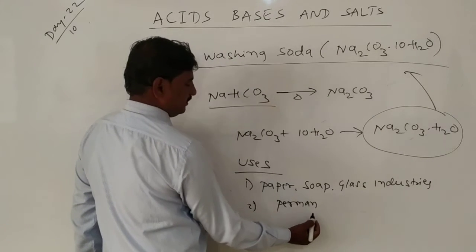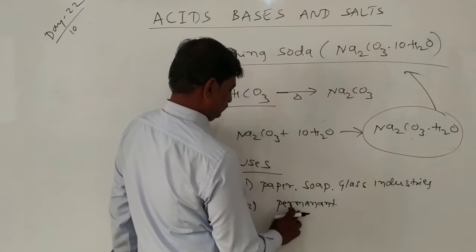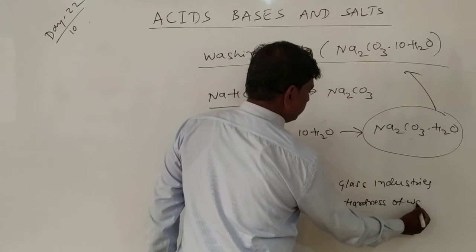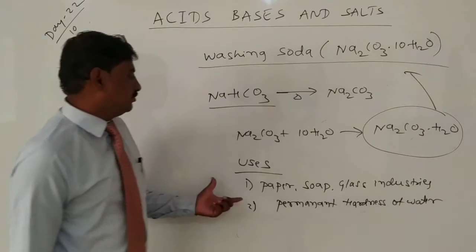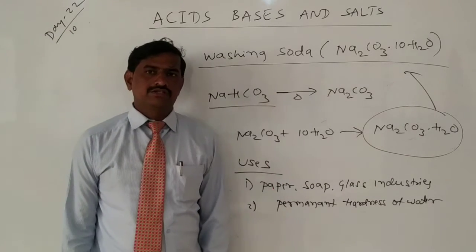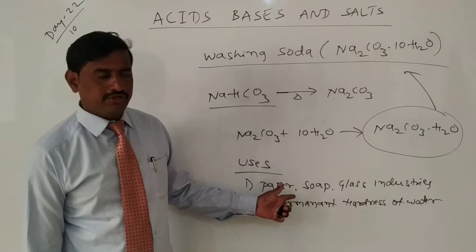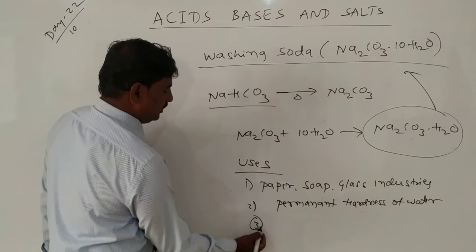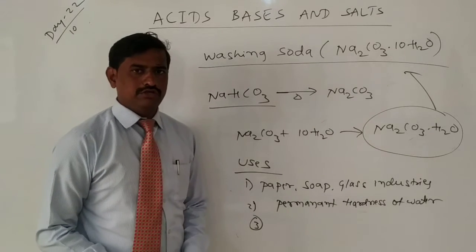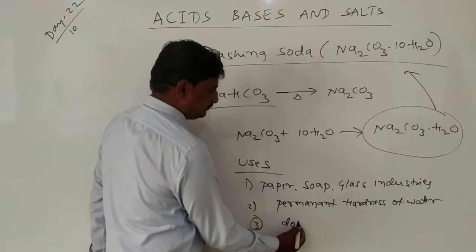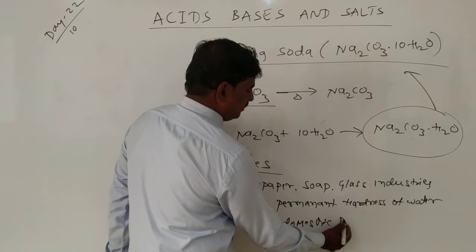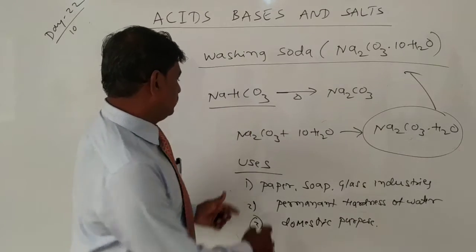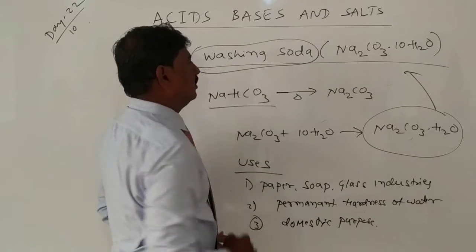permanent hardness of water. Usually, washing soda is used to remove the permanent hardness of water. It is used in the manufacturing of soap, paper and glass. Washing soda is also used for domestic purposes, to wash the clothes. For washing clothes, we are using washing soda.